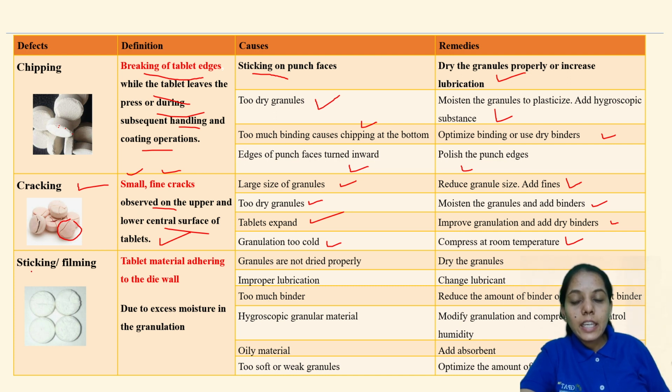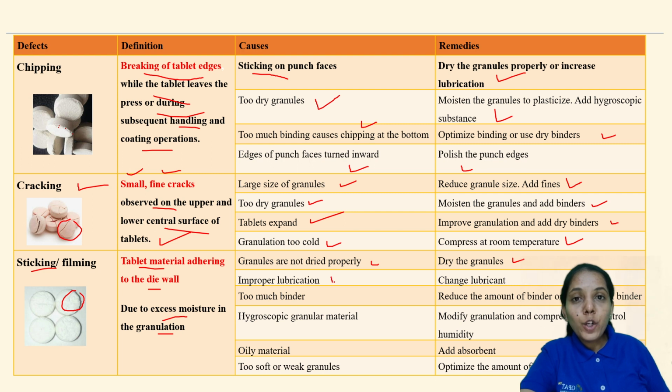Next is sticking. It is also known as filming. So here you can see a little part of the tablet sticking to the punches. Tablet material adhering to the die wall means the blend is sticking to the die wall due to excess moisture in the granulation. Very high moisture is present in the granulation, which is making the tablet blend stick to the wall. If granules are not dried properly because of the moisture, then you have to dry the granules.